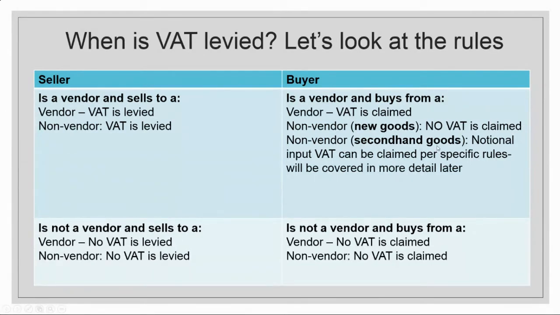But if it's second-hand goods, then there is an assumption that there was input VAT included in that amount. So then you are allowed to claim, we call it the notional input VAT. Then you can claim the input VAT on the second-hand goods. So remember, you can only claim input VAT from a non-vendor if we buy second-hand goods and I am registered for VAT. If I'm not registered for VAT, the buyer as well, then you do not claim any VAT. Okay, so whether you buy from a vendor or non-vendor, that is the basic rules.